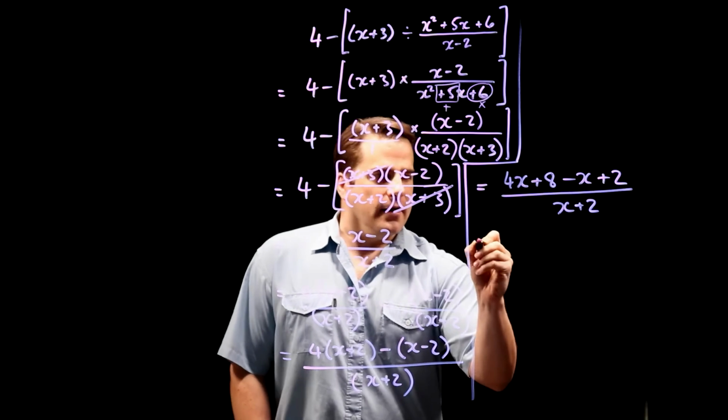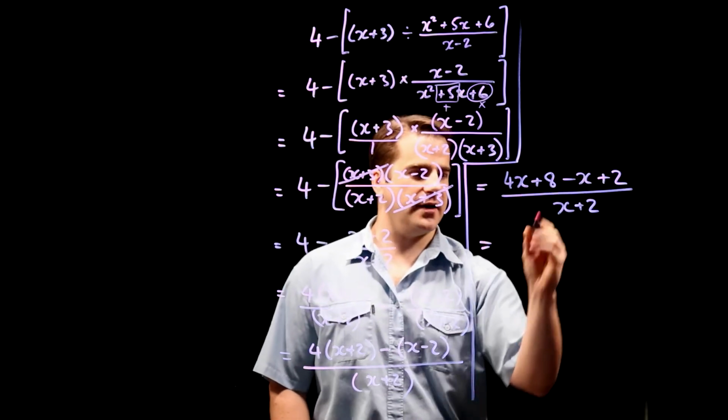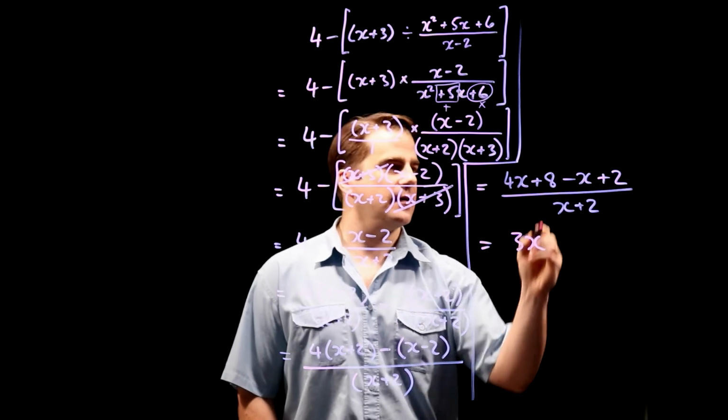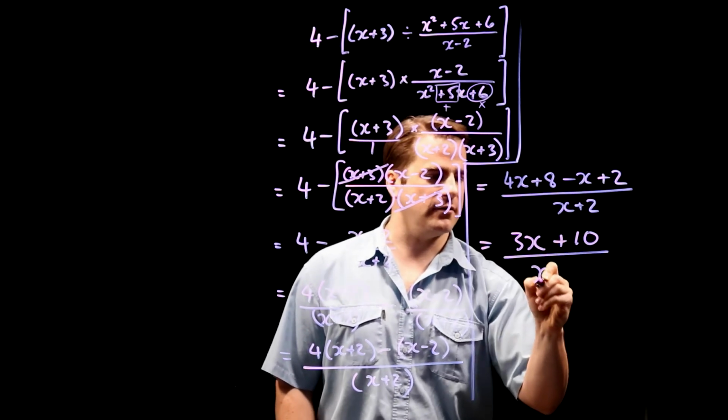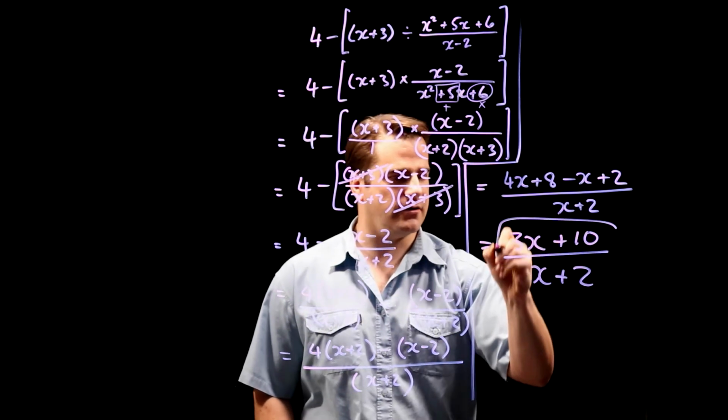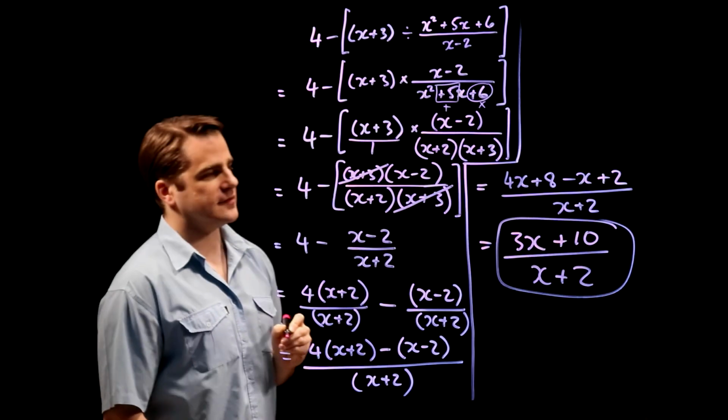Right, let's finish this off. 4x minus x is 3x. Plus 8 plus 2 is plus 10. All over x plus 2. There you go. That's how it's done.